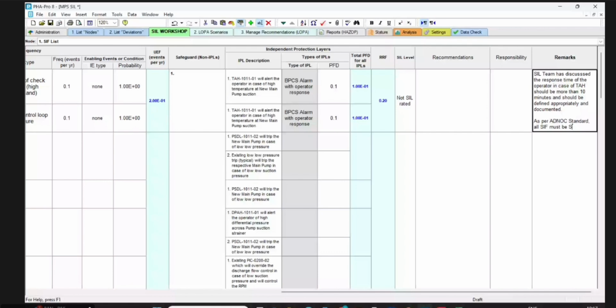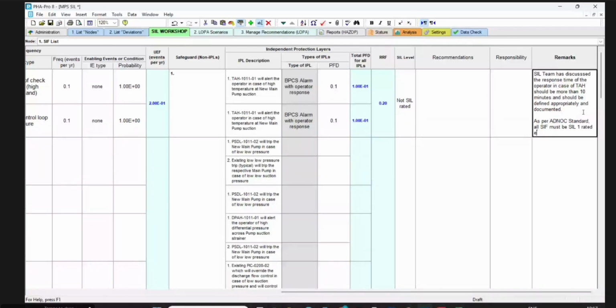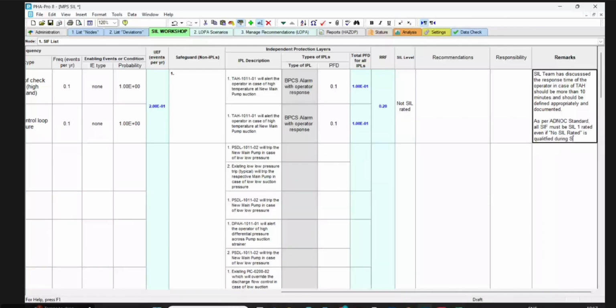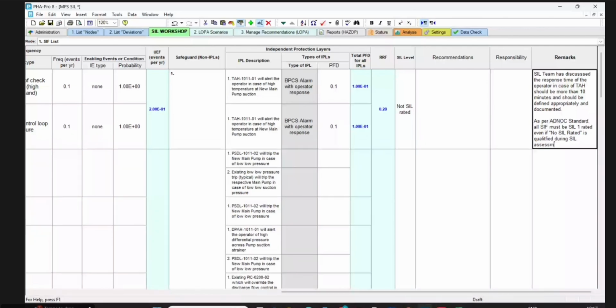Rated, right? But this sheet should be automated as per ADNOC standard. Now we are saying a SIL level required, no SIL rated, but if there is no SIL rated, it should be SIL 1. Automatically it should be there.